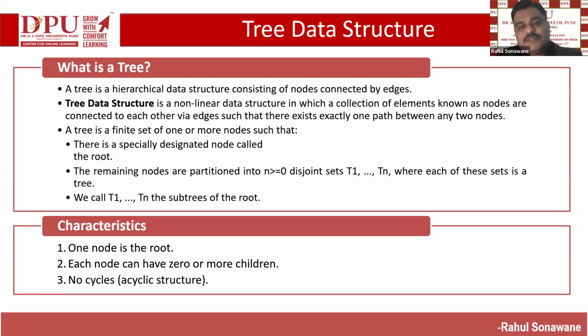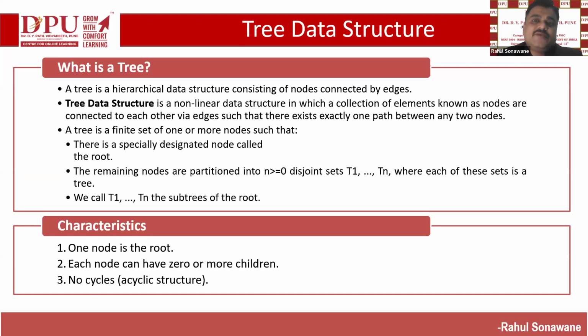Okay. So basically it is a non-linear data structure, which is nothing but a collection of elements known as nodes. They are connected via edges, in such a way that there exists a path from one node to another node. Okay. So if anyone knows the concept of a graph, a tree is nothing but an acyclic graph.